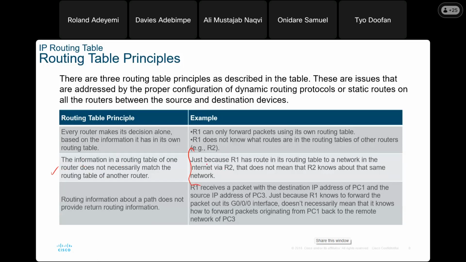Let me read. Just because R1 has a route in its routing table to a network on the internet via R2, that does not mean that R2 knows about the same network. It is very possible. Let me give you an example. I have a router. I know the way you are thinking. You are thinking about directly connected networks.